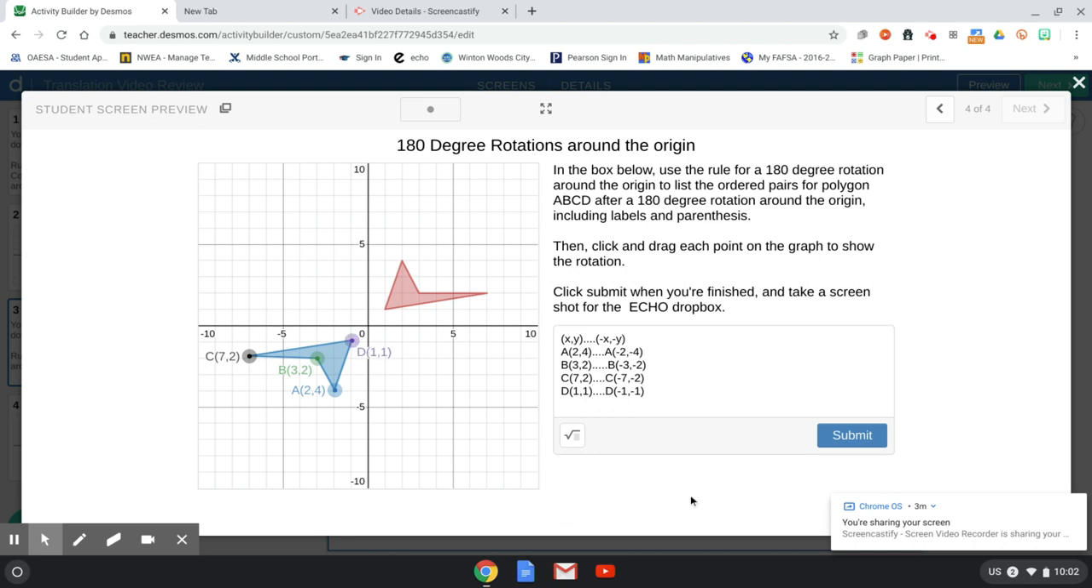So 180-degree rotations are, as you can tell, usually a little bit easier because we're just changing the sign of each of the ordered pairs. It's two 90-degree turns, but it seems to be a little easier for a lot of students.